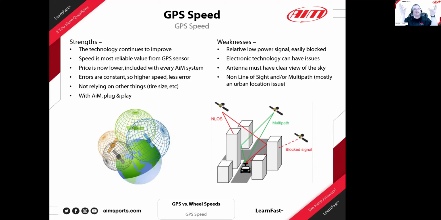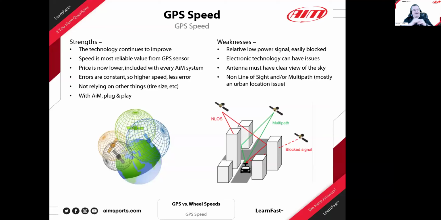The errors are as the satellites are coming down through the ionosphere and from the satellite to our sensor, it has to cross through some things, and depending on how high it is in the sky and all these different things, that error is there, but that error is fairly constant, and certainly is constant from data point to data point. And so that error, if you apply it to a very low speed, at 10 miles per hour, that error is the same as if you're at 300 miles per hour.